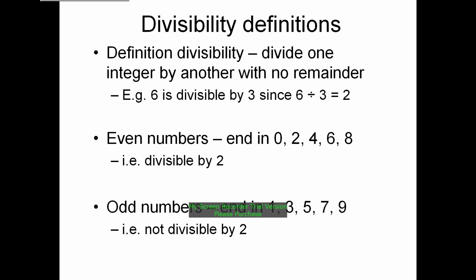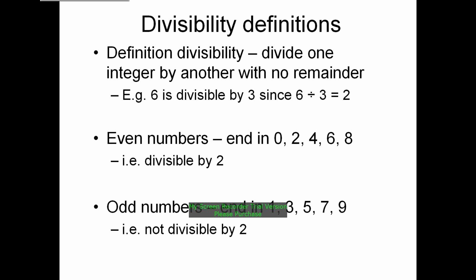Divisibility. When you divide one integer by another integer with no remainder, then you say that that number is divisible by the other. So 6 is divisible by 3, since 6 divided by 3 is equal to 2. 7 isn't divisible by 3 because 7 divided by 3 is equal to 2 with a remainder of 1. So it's not divisible because it has a remainder.